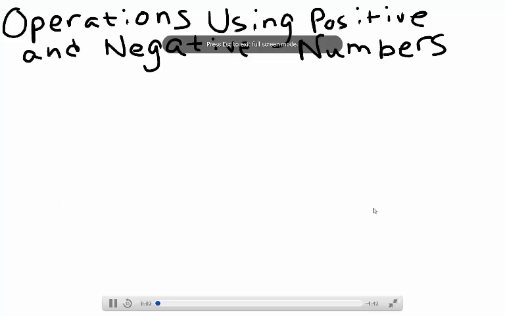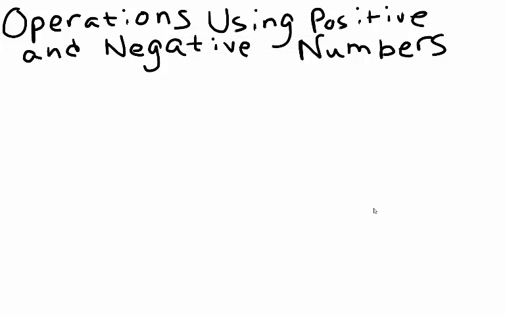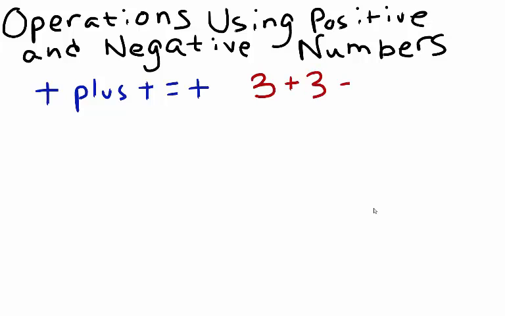In this video, we're going to talk about the rules for basic operations using positive and negative numbers and give an example for each. First, let's look at a scenario that we're already familiar with, adding two positive numbers. So positive plus positive always equals a positive. For example, 3 plus 3 always equals positive 6.